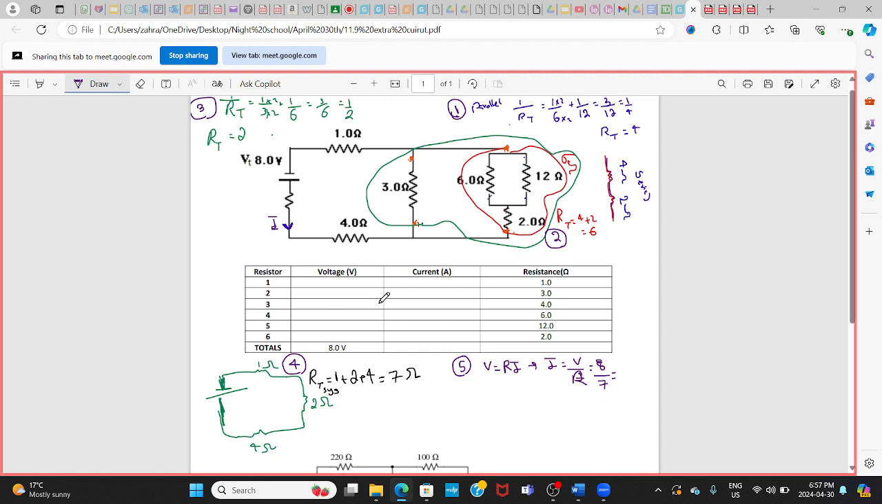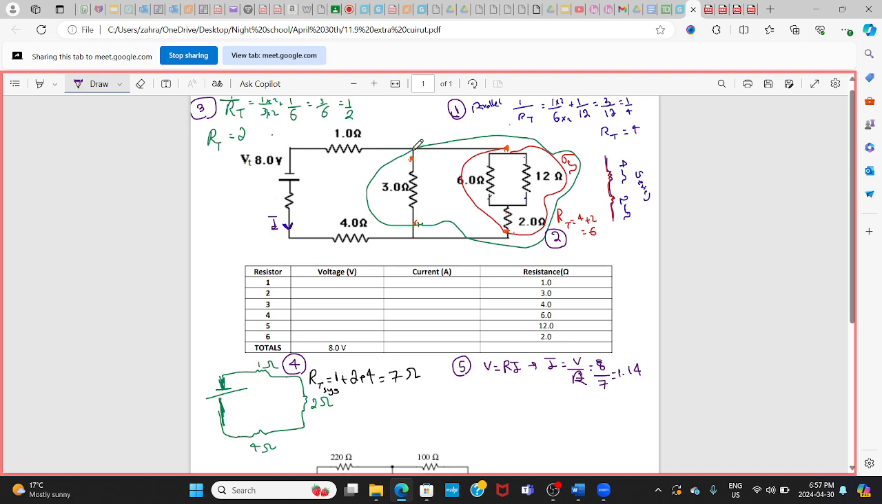If I give you these questions, two decimal places is enough when you're calculating this. Or just keep it as 8 over 7. 8 over 7 is going to be 1.14. So the I that passed through 1 ohm is 1.14.